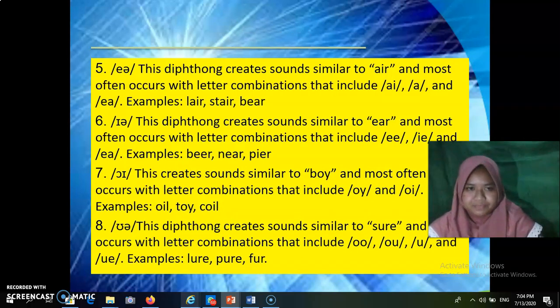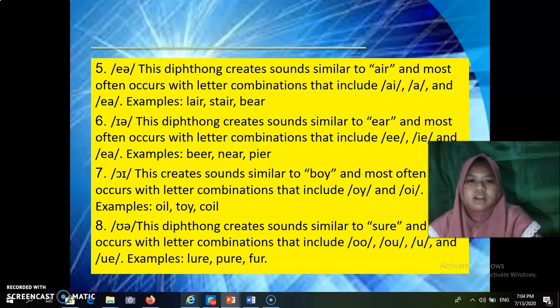Number 5. These diphthongs create sounds similar to air, and most often occur with letter combinations that include I, A, and EAR. Examples: liar, star, bear. Number 6. These diphthongs create sounds similar to ear, and most often occur with letter combinations that include E, EAR, and EER. Examples: beer, near, here.